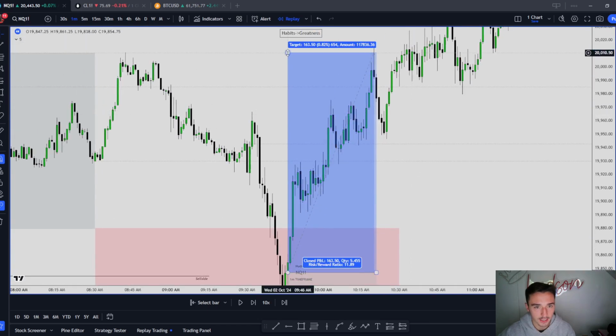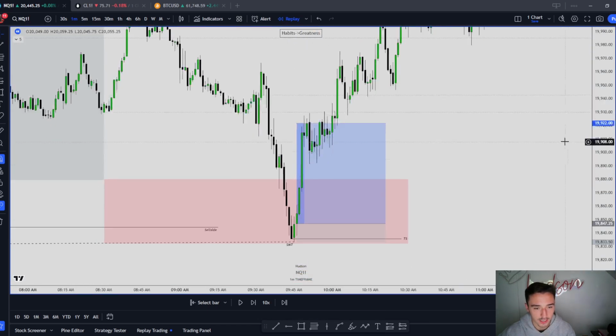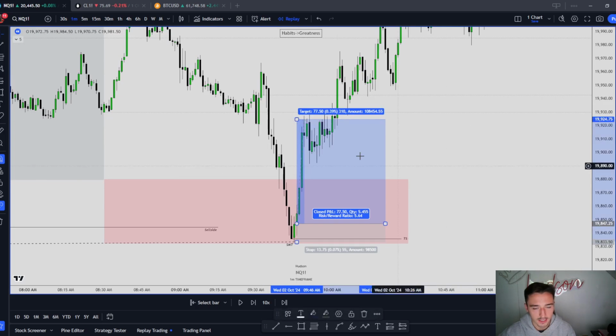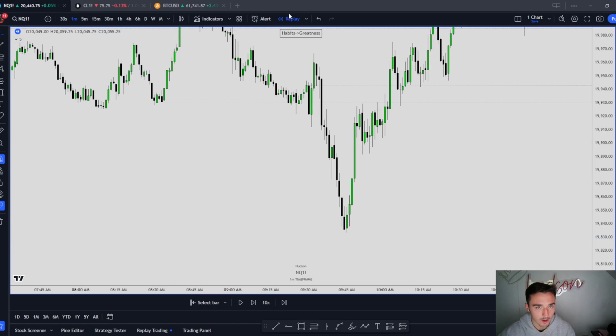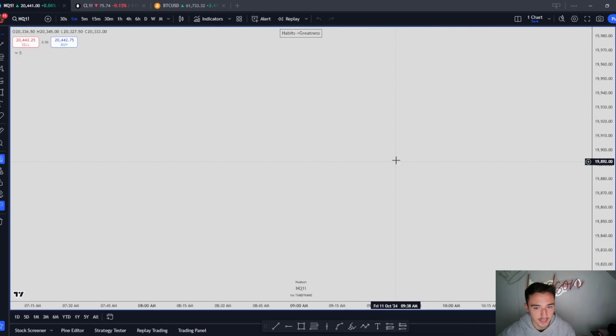But I actually did take this trade off early. I think I took it off around here or at this high. I took it off early, I remember that. But yeah, that was this trade, right? Very, very simple trade, right? So let's move on to the very next trade, right?